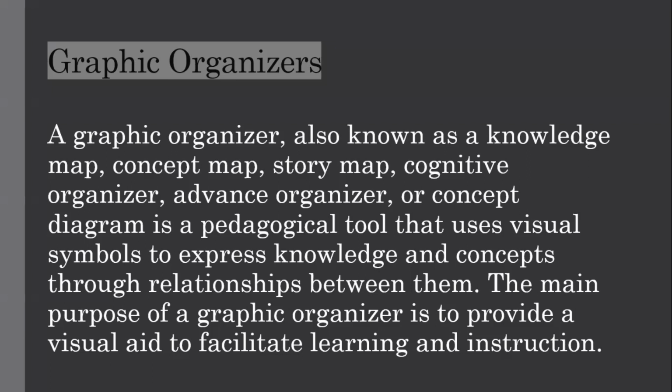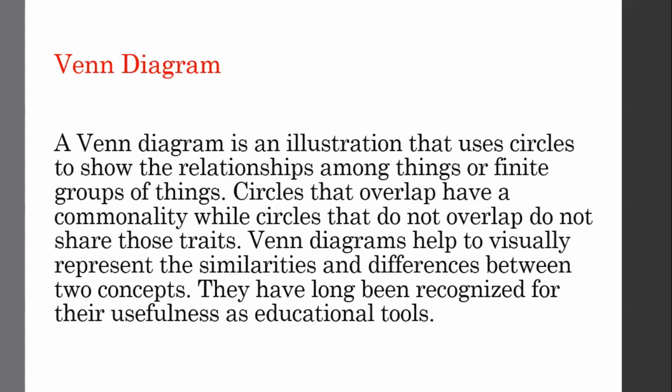So basically, graphic organizers are visual representations of the structures and organizations of a text that show relationships and connections between the ideas presented in the text. So first, we have Venn diagram. A Venn diagram is an illustration that uses circles to show the relationships among things. Circles that overlap have a commonality, while circles that do not overlap do not share those traits.